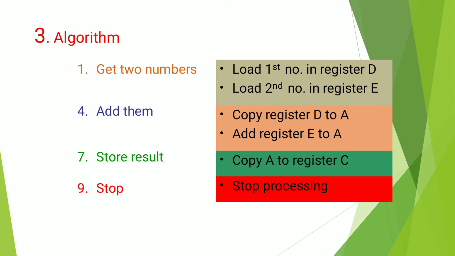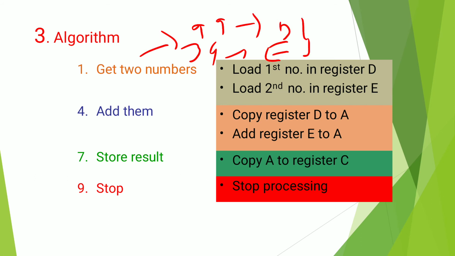Now we have to write the algorithm. Get two numbers, that is 99 and 39. So load the first number, 99, in the D register, and load the second number, 39, in the E register. Now performing the addition, so add them. Get two numbers is the first step. Load the first number in register D is the second step. Load the second number in register E is the third step. Now the fourth step: add them.